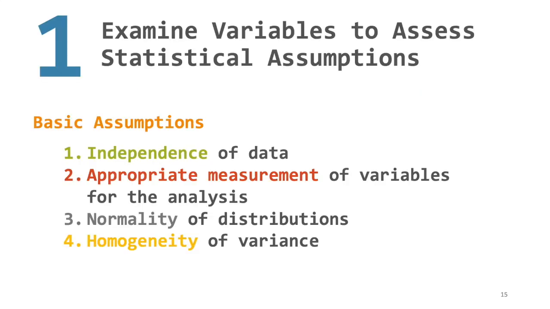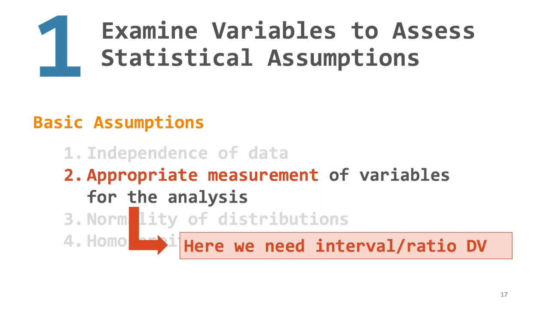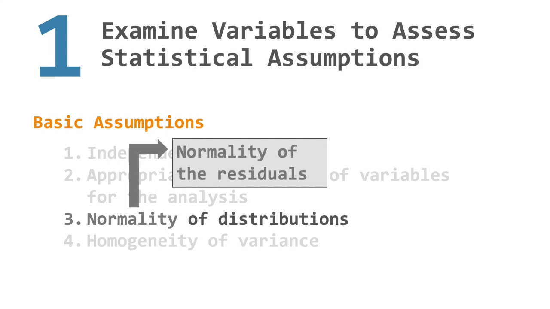So step 1 is looking at the assumptions. These look very similar to the t-test. So independence of data, the individuals are independent of each other. So one person's scores do not affect another's. You need the appropriate measurement, which is an interval or ratio dependent variable.